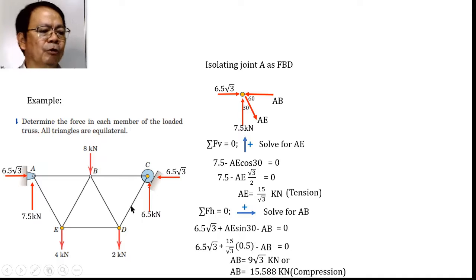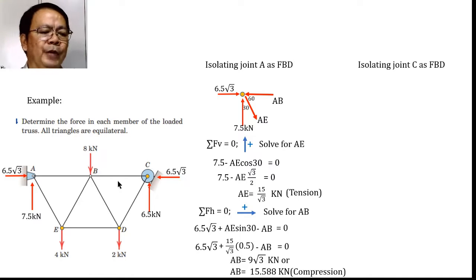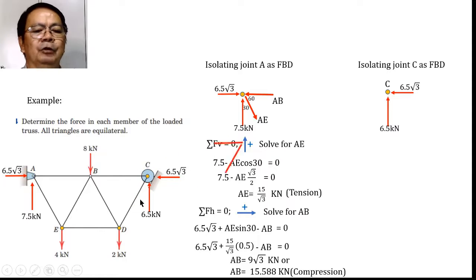Diba? Okay na, nasolve na natin itong AB at saka AE. So we now move to isolating joint C. So we isolate joint C. When we isolate joint C, kunin natin ito and take that part here. Then we show the forces acting there. Then we also show this force acting, the reaction actually, to the right at C. And then we show the forces exerted by BC and CD, which are taken to be this way.